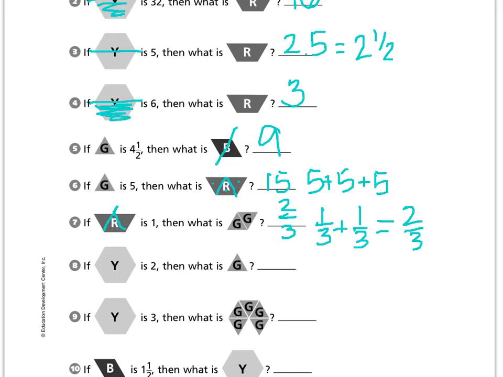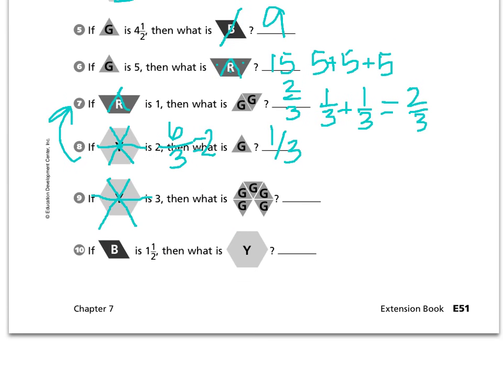If y is 2, then what's g? So I can think about that as looking up here to number 7, that each piece would be 1/3 if it was 1, and now I have a whole y, so I have 1/3 plus 1/3 plus 1/3, and then I do it again on the bottom, 1/3 plus 1/3 plus 1/3. That together would be 6/3, and I know that 3 goes into 6 twice, so that's how I got that each piece would be 1/3. Then what is g? Just 1/3.